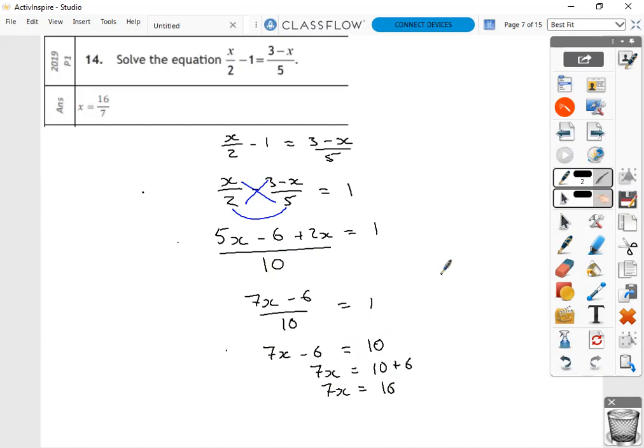Okay, I'll move up a wee bit. 7x equals 16. So x will equal 16 over 7, which is good. All right.